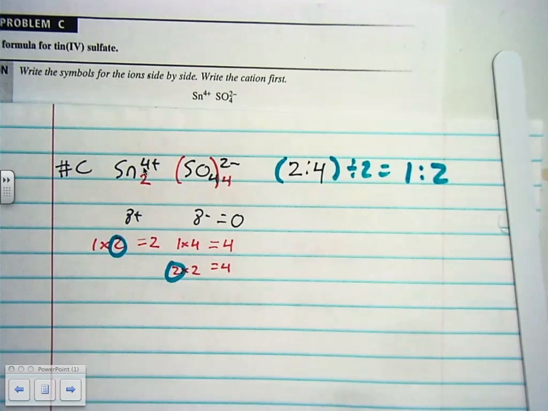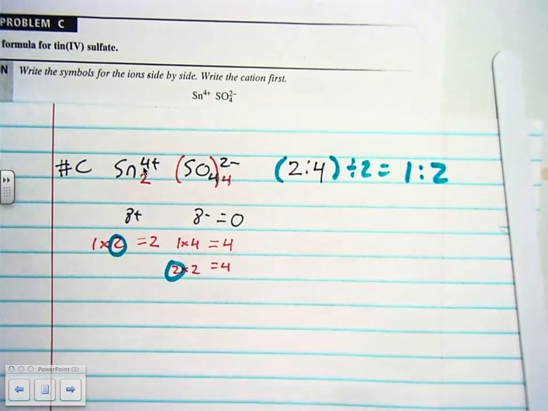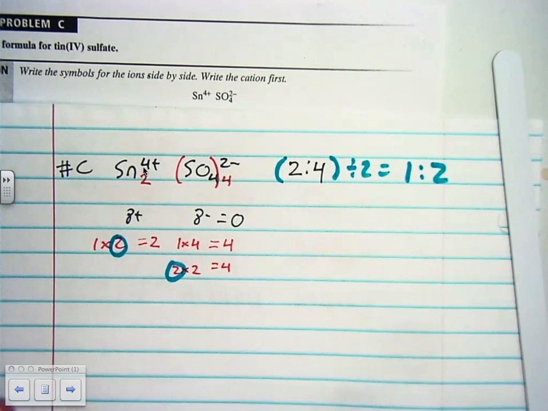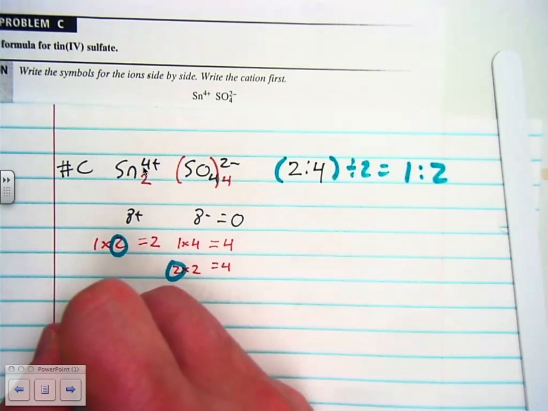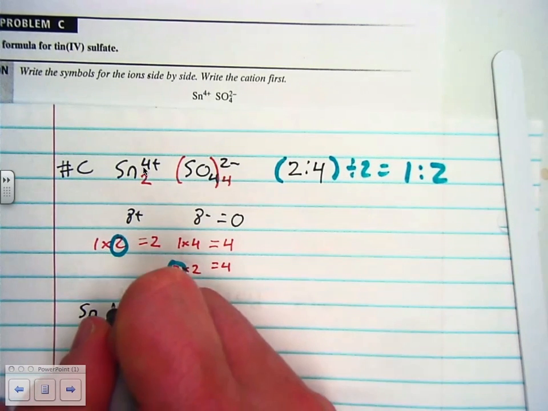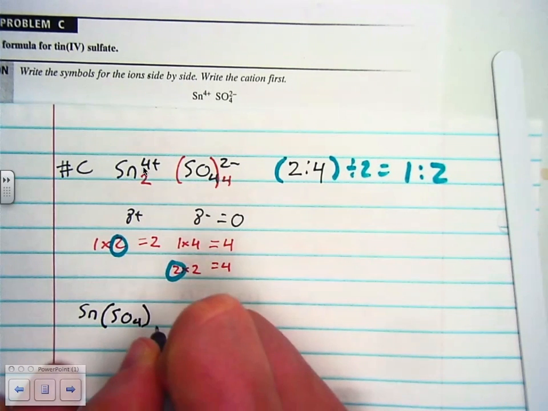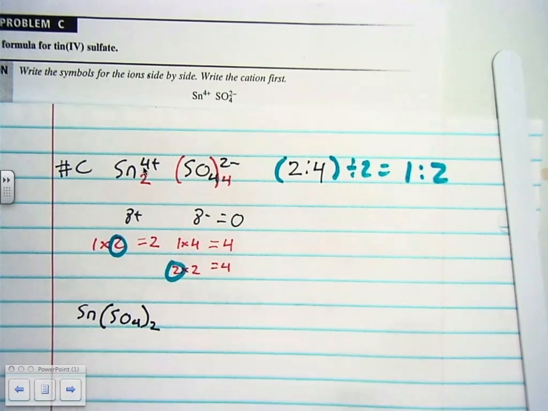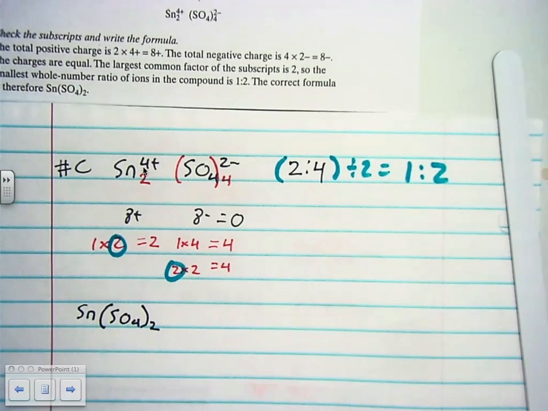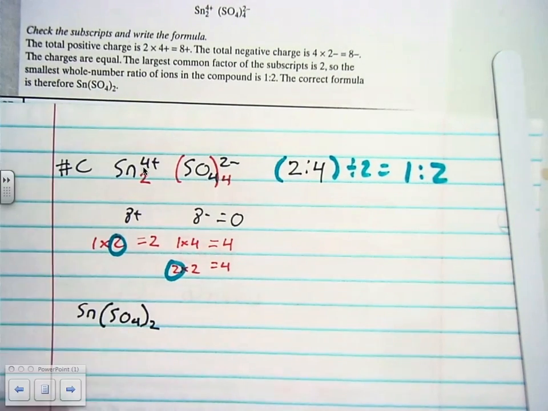Mr. Worley, I could have done that in my mind. I can see that 2 to 4 is the same as 1 to 2. Yes, sometimes you might need to do the math, and that's why I did it here for you. So go ahead and write the formula. It is Sn1, so no subscript, parentheses, SO4, parentheses closed, 2. Is that what the book said? Yes, right there. Good job.